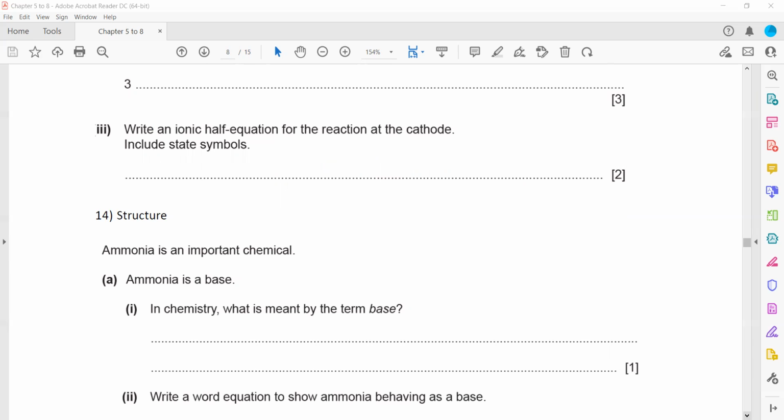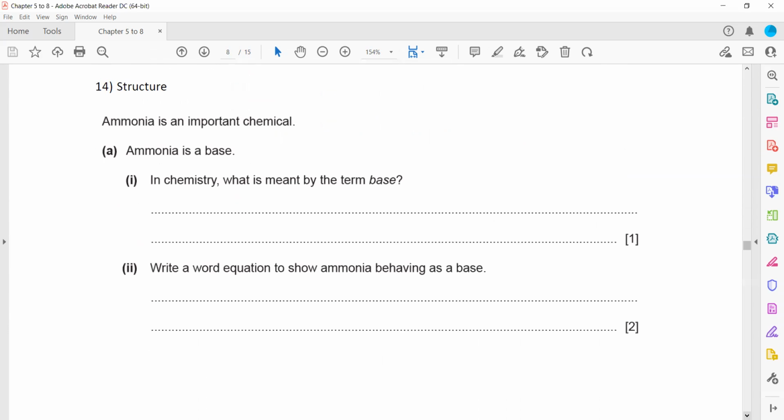Then what is meant by the term base? Base means proton acceptor. Some of the students write metal oxide, but that is not the definition of base. The correct, standard definition of a base is a proton acceptor. So whenever a question says define the term base, you should always write proton acceptor. Metal oxides and metal hydroxides are also bases, but the definition of a base is a proton acceptor.